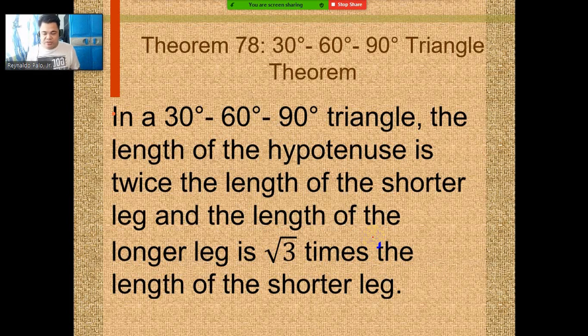Let's now have Theorem 78, or the 30 degrees, 60 degrees, 90 degrees triangle theorem. So by definition, in a 30-60-90 triangle, the length of the hypotenuse is twice the length of the shorter leg, and the length of the longer leg is square root of 3 times the length of the shorter leg. So how is this? The measurements of the angles of the triangle are 30, 60, 90. If you add them, you get 180 degrees, which is also the degree measure of any triangle, right?